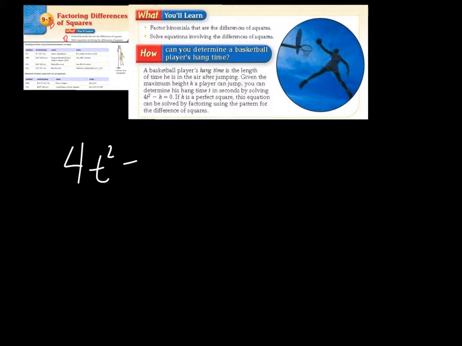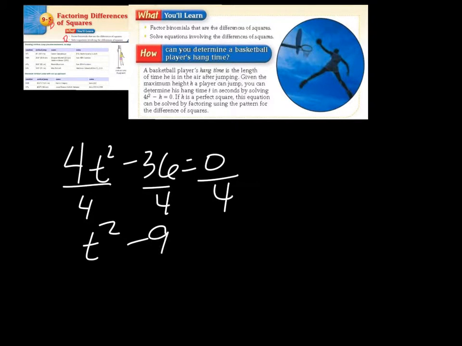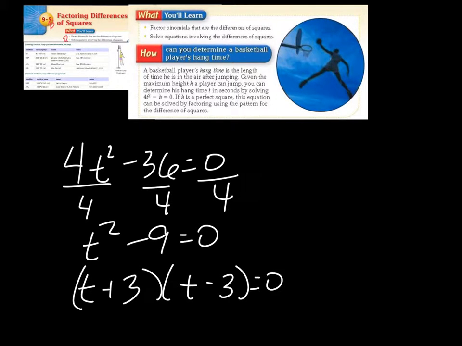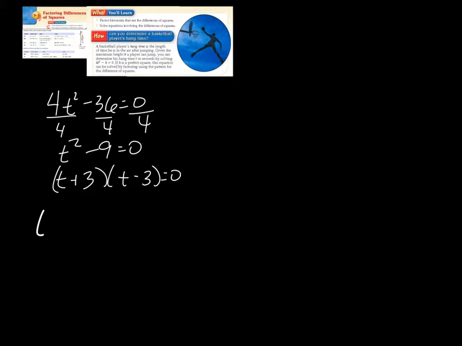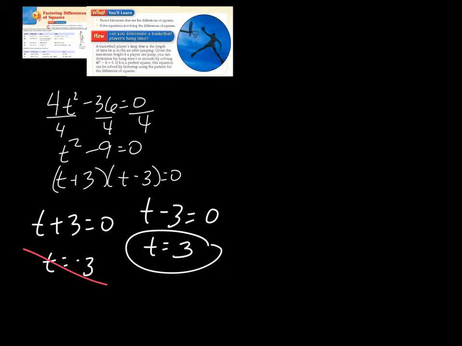If we do 4t squared minus 36 equals 0, I could divide both sides by 4, and then I'd get t squared minus 9 equals 0. Using the difference of two squares factoring technique, I'd have (t plus 3)(t minus 3) equals 0. And then using the zero product property, t plus 3 equals 0, so t equals negative 3. Someone's traveling in time. t minus 3 equals 0, so t would equal 3. So that's the only real solution I get out of that.